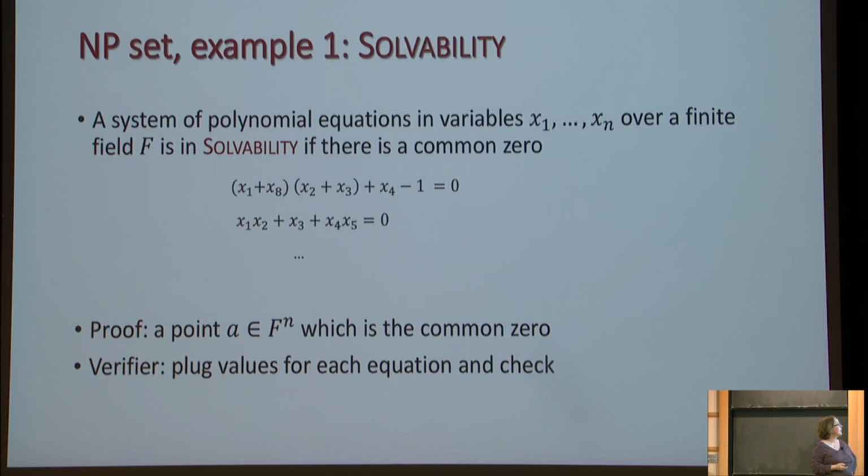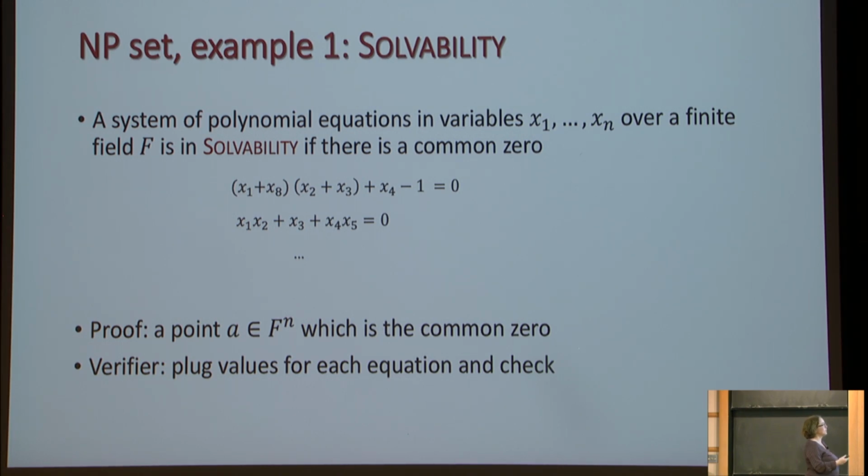And instead of talking about some abstract definitions, I prefer to just give a couple of examples so that it's a bit more concrete. Okay, so here is one example of an NP set. Let's call it solvability. The elements in this set are systems of polynomial equations in variables. So of course, the number of variables can grow to infinity. Suppose we fix some finite field. And then a system of polynomial equations is inside the set if there is a common zero. And it's not in the set if there is no common zero.